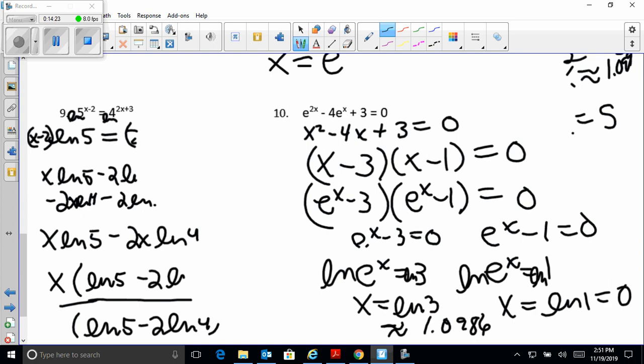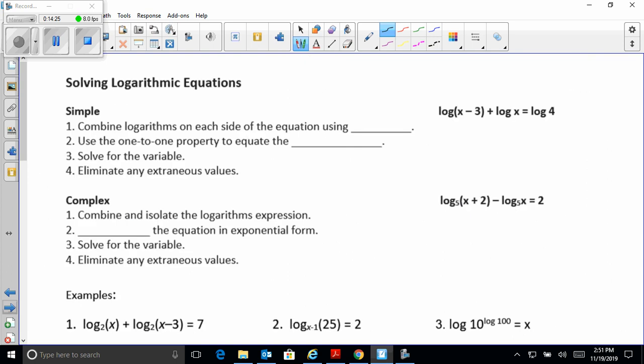Now let's look at logs. They have some of the same rules. So we're going to look at simple and hard, or complex. So simple. When they're simple, everything is in a log, the same things. So combine logarithms on each side of the equation using your properties.